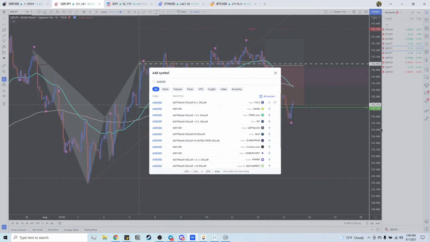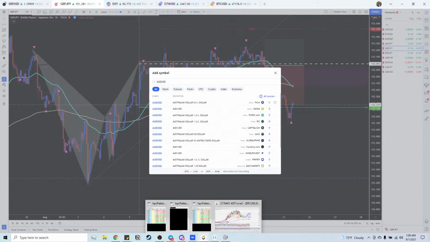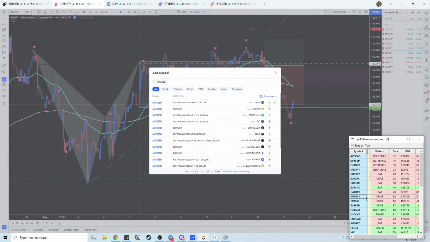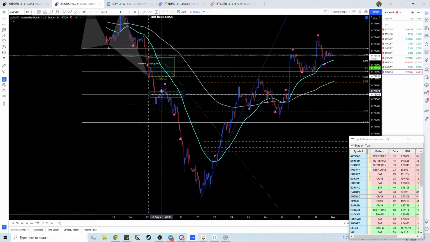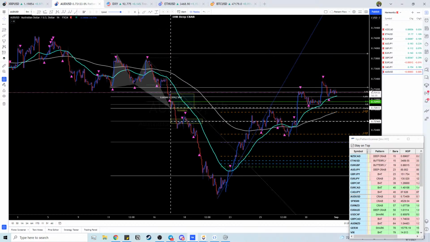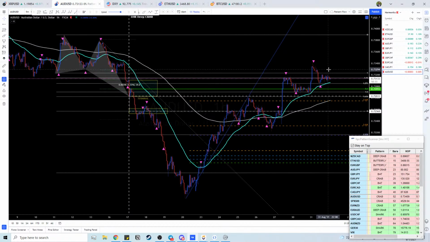So we got the hourly scans. The last one, let me pull that back up, was AUD USD. Let me make sure this pattern is still active, because a lot of times there'll be a pattern. That might be that pattern actually. Let's see.